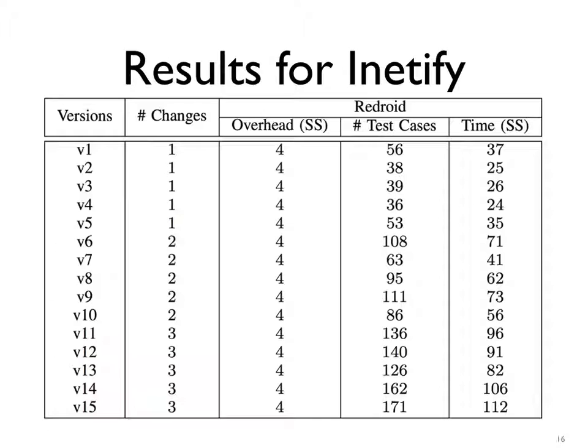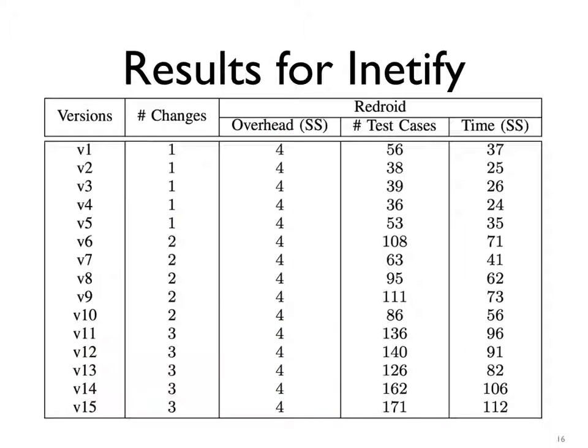For RQ4, we found that for Identify, there was 4 seconds overhead of applying Redroid due to static impact analysis, coverage generation, and test selection. However, compared with the execution time of all the test cases, which is 134 seconds, the overhead is not that much.